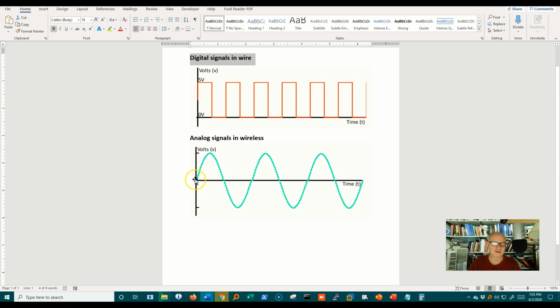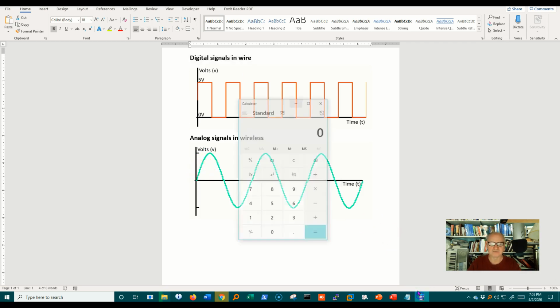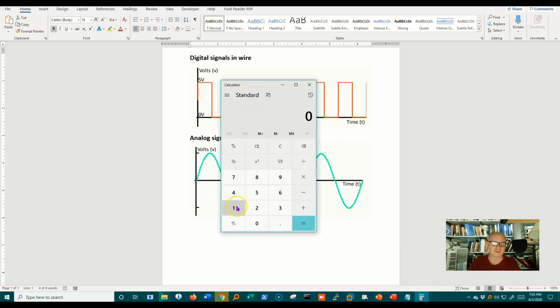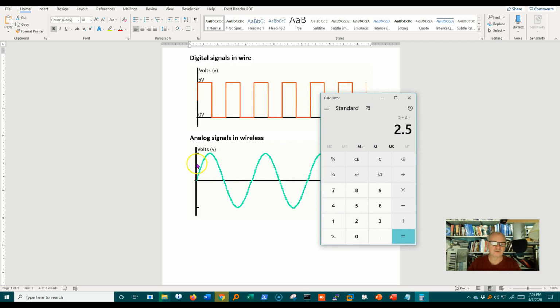And you can imagine, again, if I have 0 here and 5 up here, that I have some halfway point here, and I have some halfway point between that. If I open a calculator, let's say that between 0 and 5, if I divide that by 2, well, I have a point that's 2.5 volts. But what happens if I divide that by 2? Well, I have a 1.25, and I divide that by 2, and I have a 0.625, and so on.